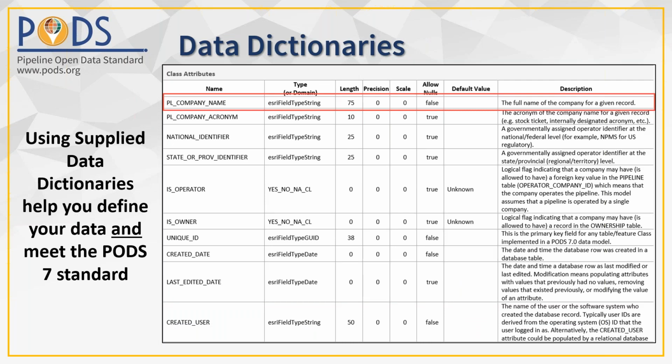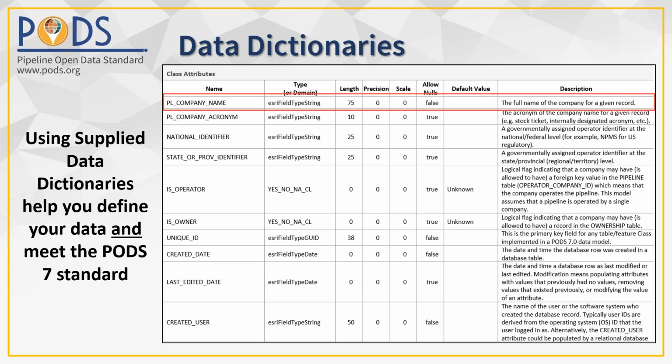Underpinning and ancillary to a database, it's good practice to have data dictionaries. Data dictionaries are a type of what we call metadata, data about your data. This actually spells out what the contents of a database are. In this particular example, you can see the area highlighted in red. I can see the name of a field in the database. In this case, it's PL_company name.